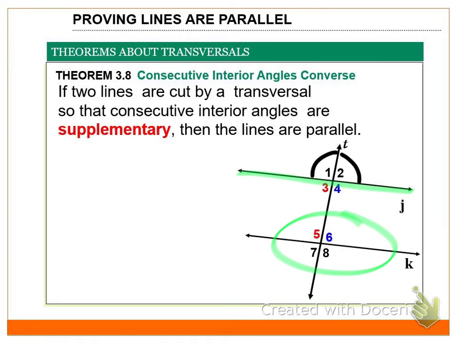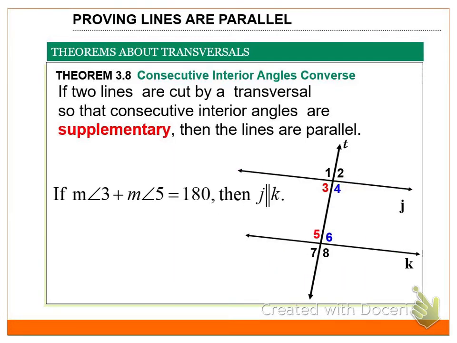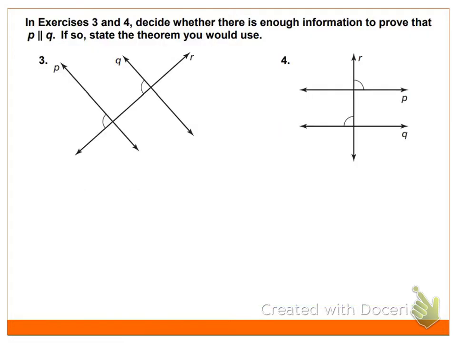So we're going to use this in the section below. This is just saying consecutive interior need to be supplementary. But decide whether there's enough information to prove that line P is parallel to line Q. If so, state the theorem you would use. Go ahead and highlight state the theorem, and I'll explain what I'm asking you to put.